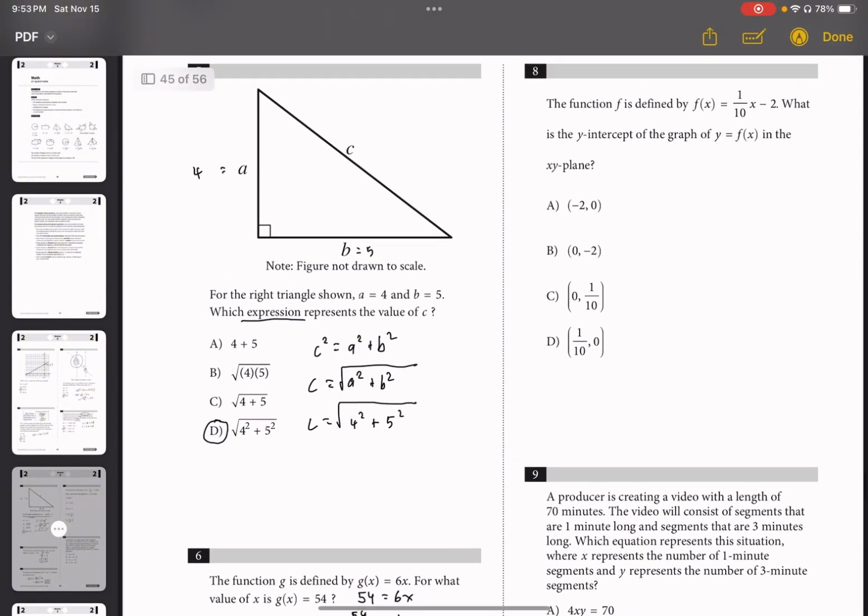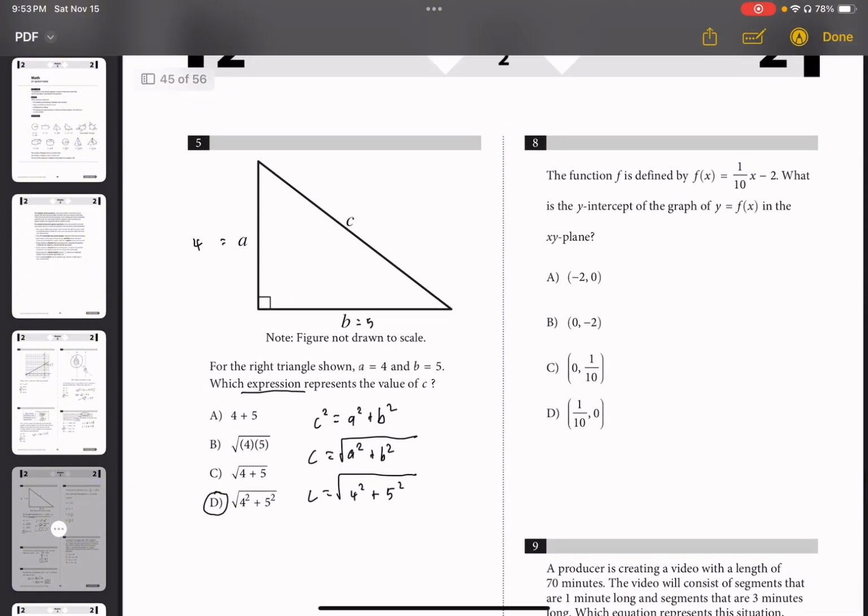Okay, moving on. Question 8. The function f is defined by f of x is equal to 1 over 10x minus 2. What is the y-intercept of the graph of y is equal to f of x in the xy plane?